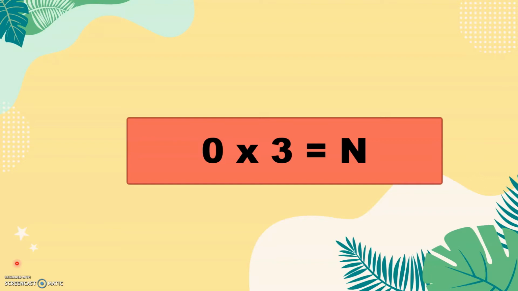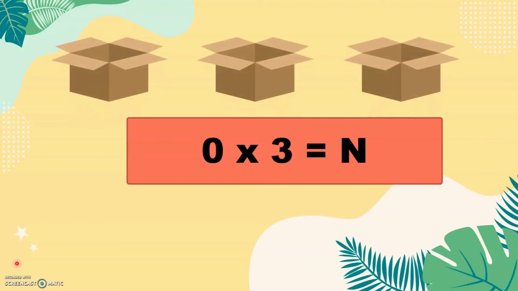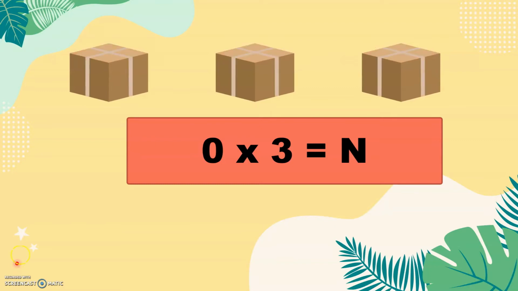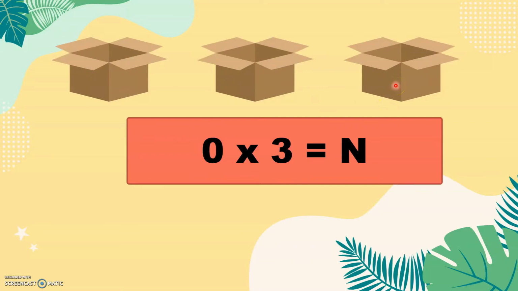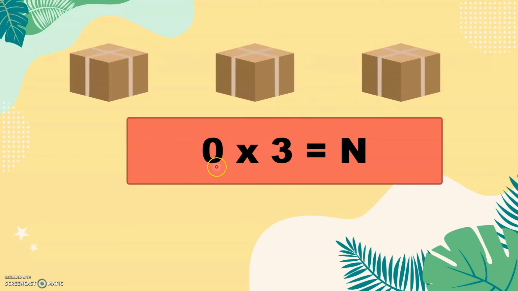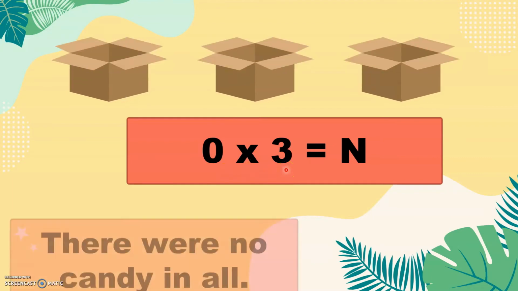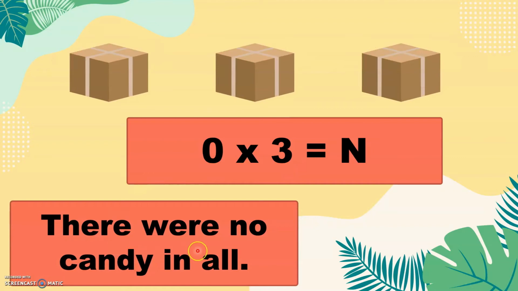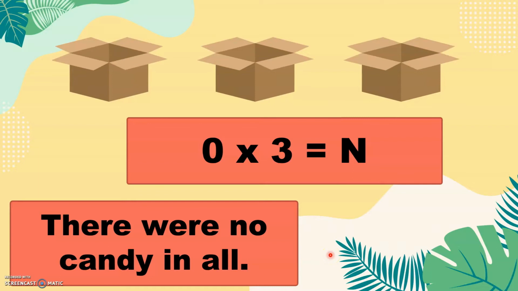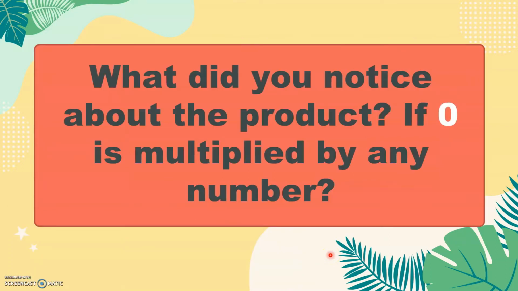Now, let's solve our equation. 0 times 3, which means adding 3 groups of 0. So 0 plus 0 plus 0 is equal to 0. Means 0 times 3 is equal to 0. Therefore, our final answer is there were no candy in all. Okay? But what did you notice about the product if 0 is multiplied by any number? Yes, as you can see, the product is 0.